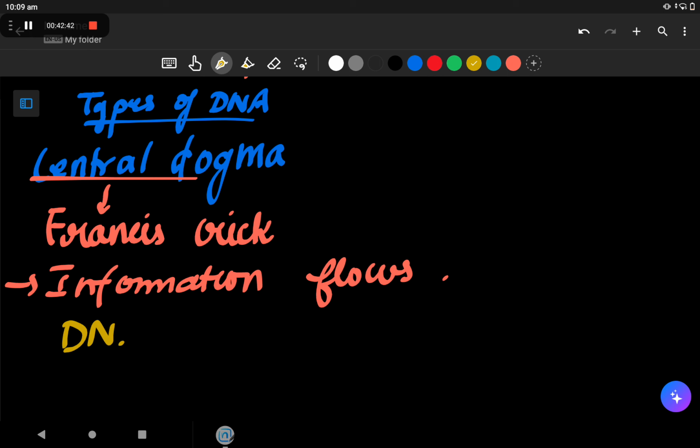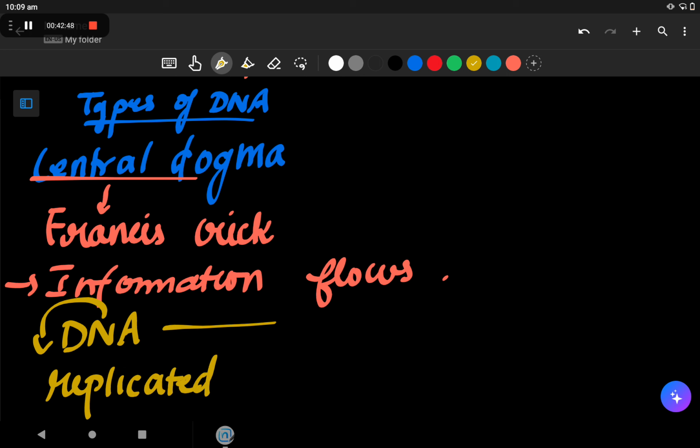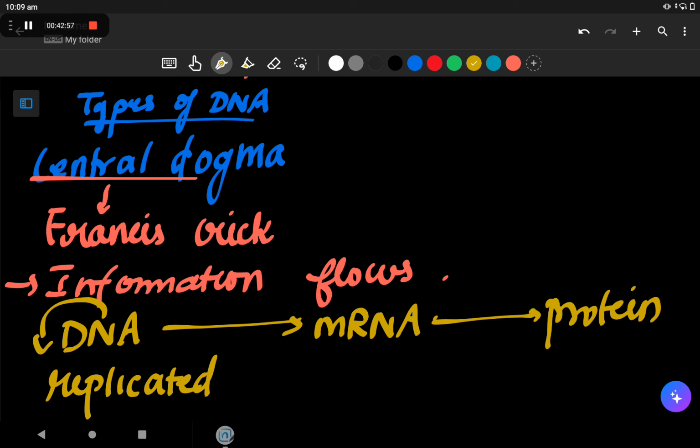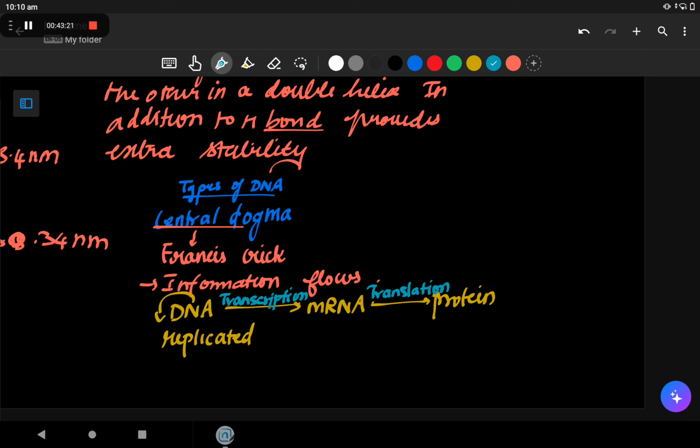DNA is there. It will get replicated. Later it is converted into mRNA, and later it gets translated into protein. The first process is called transcription. The second process is called translation. Got it? The process of copying DNA into mRNA is transcription. The process of synthesizing protein from the mRNA sequence is called translation. This is what is called the central dogma of molecular biology, given by Francis Crick.